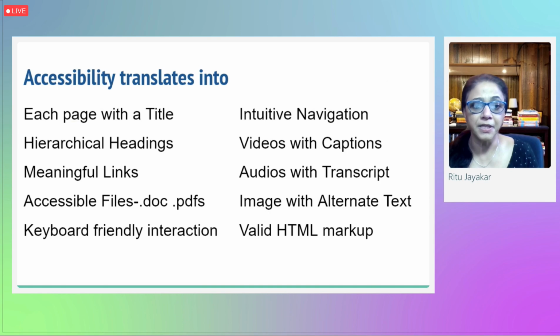The majority of our accessibility needs are met if we provide a relevant title for each page, follow heading hierarchy in the page with meaningful links, accessible files and PDFs, and intuitive navigation which supports keyboard-friendly interaction. Non-text elements like image, audio, and video have alternative text, transcripts, and captions, which can be read by different assistive technologies. Overall, build websites with clean and valid HTML, keeping user-centered design practices in mind.